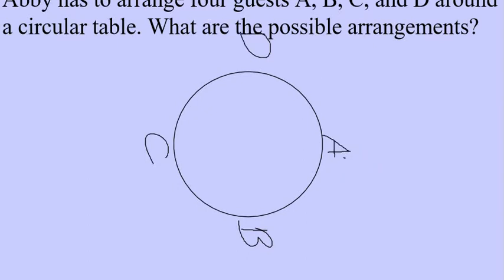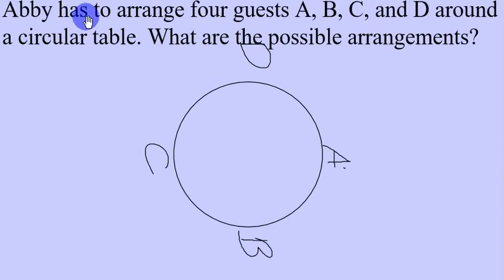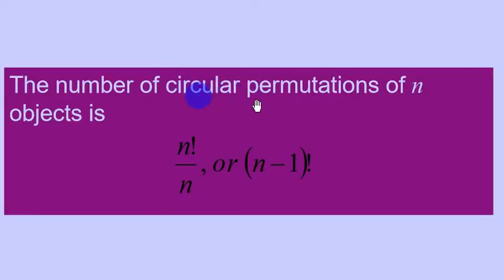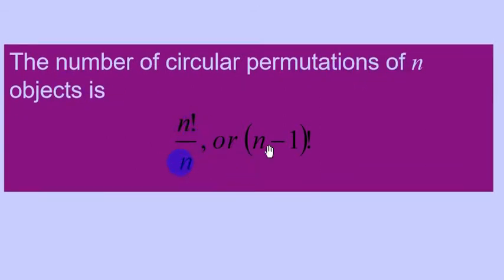And that notion of where to start in a circular arrangement is important because that is where we start counting what are the different possible arrangements in our circular arrangement. And when we do arrange objects in a circular manner, we call it circular permutation. So the number of circular permutations of n objects is given by n factorial over n, or n minus 1 factorial. This minus 1, or this n, is our starting point.